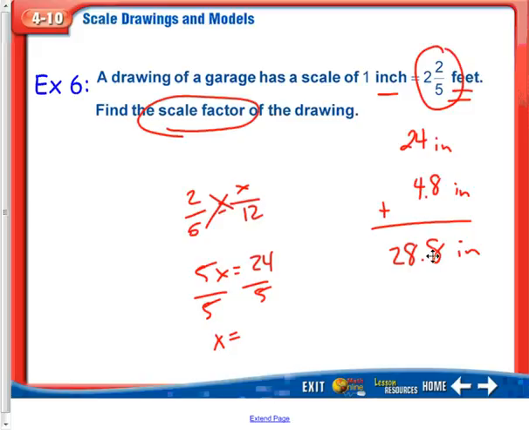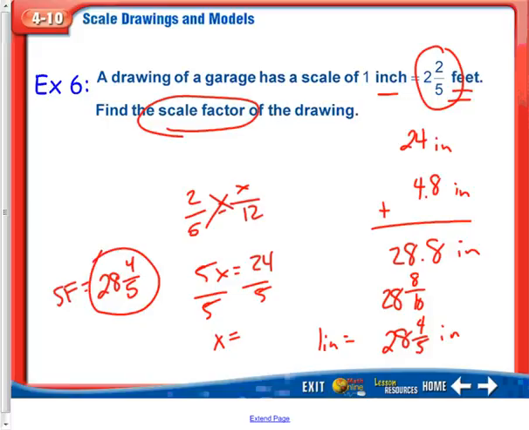Now, it is important to notice that in our original problem, we were given a fraction. So we need to get 8/10 into a fraction, so 28 and 8/10, and then we can simplify that to be 28 and 4/5 of an inch. So we have 1 inch equals 28 and 4/5. So our scale factor for this problem equals 28 and 4/5.